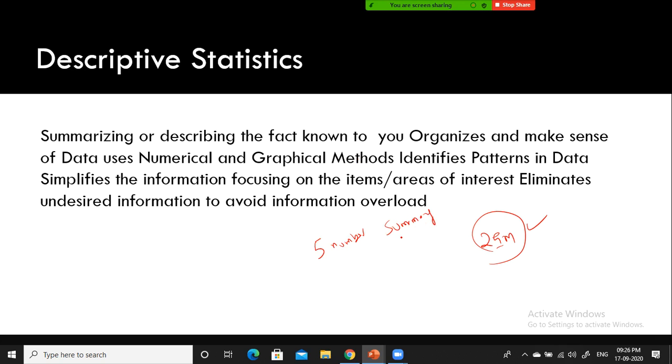You are the senior data scientist. Once you join the company, they'll ask you this one. Hey, I gave you the data. Can you please tell me the 5-number summary quickly? It's nothing but, please remember, don't forget this. Okay, this is very important.